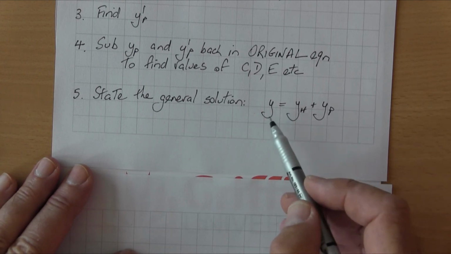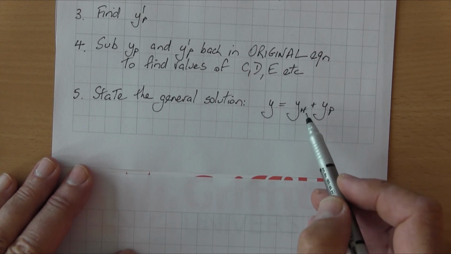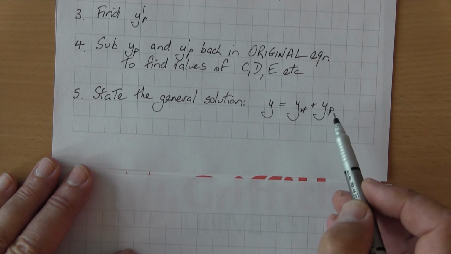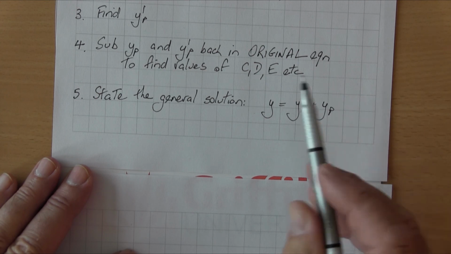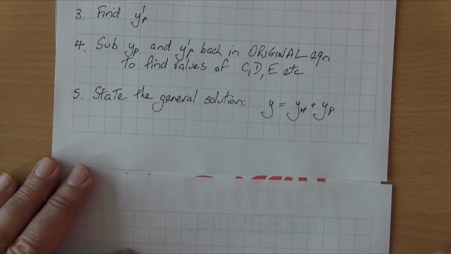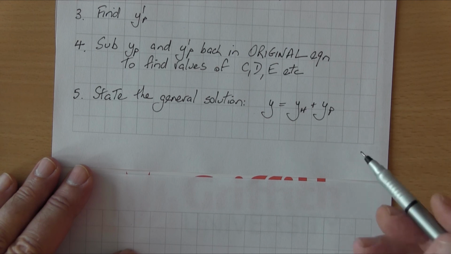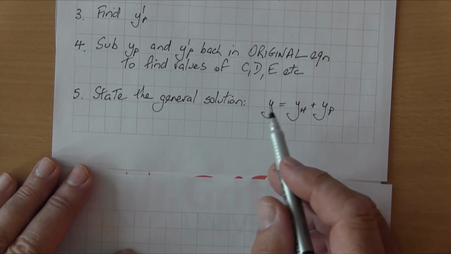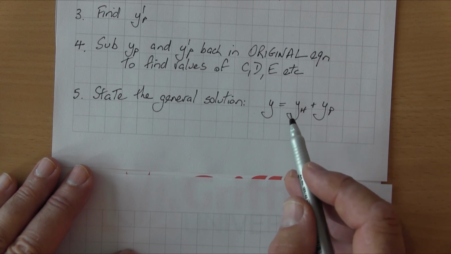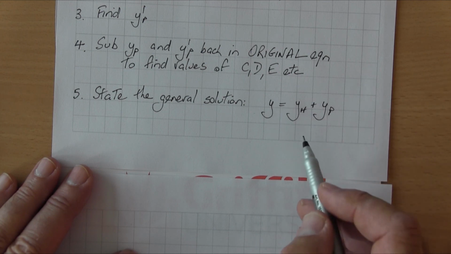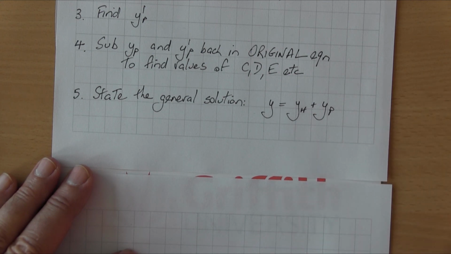The general solution is y equals the y homogeneous plus the y particular, the y particular with the values c, d and e that you've found. Okay, so what we'll do in future little mini lectures here is to go through and do a particular example of this.